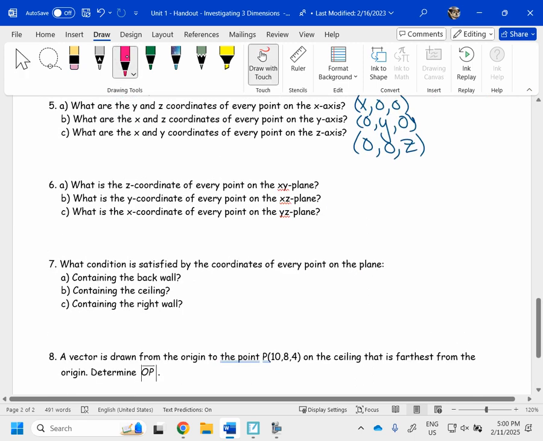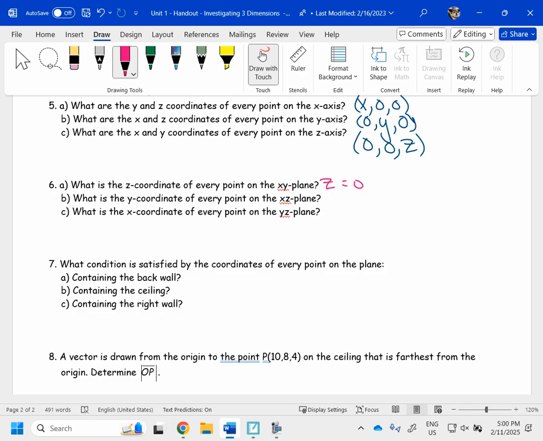So if I'm on the xy plane, z is 0. If I'm on the xz plane, that's your left wall, the y value has to be 0. And if we're on the yz plane, that's the front wall, the x value is 0. If you're on the front wall, you haven't come out from the front wall, you're literally on it still.